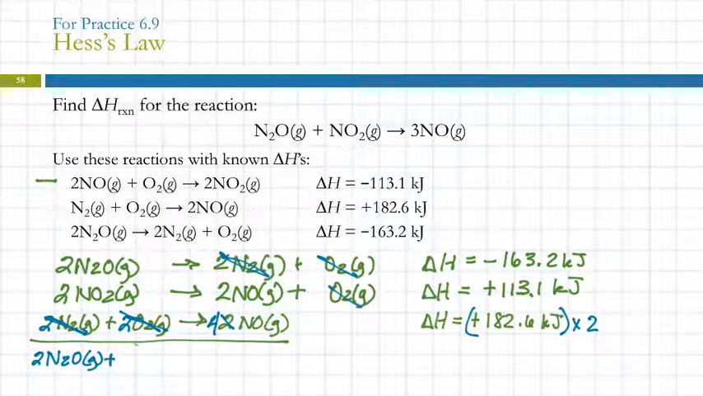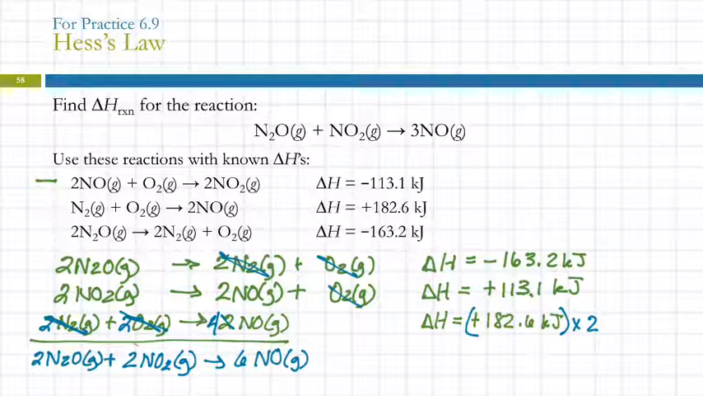So then let's write down what's left. 2N2O plus 2NO2, making, now I've got 4 and 2, so that's 6. And delta H is the sum of that old mess up there. So I've got negative 163.2 plus 113.1 plus 182.6 times 2. 315.1 kilojoules.